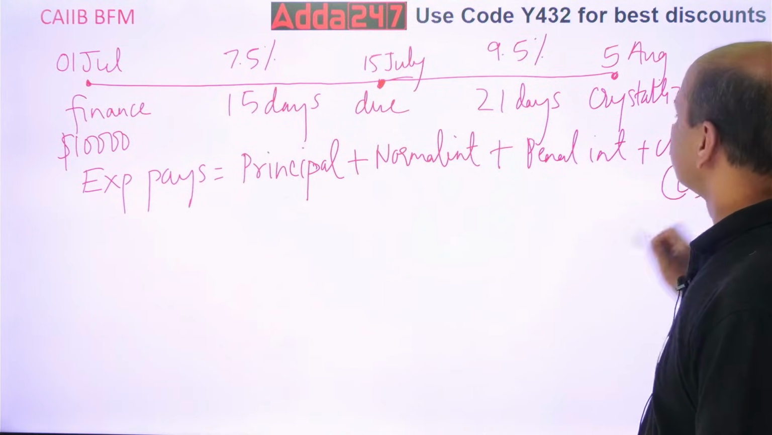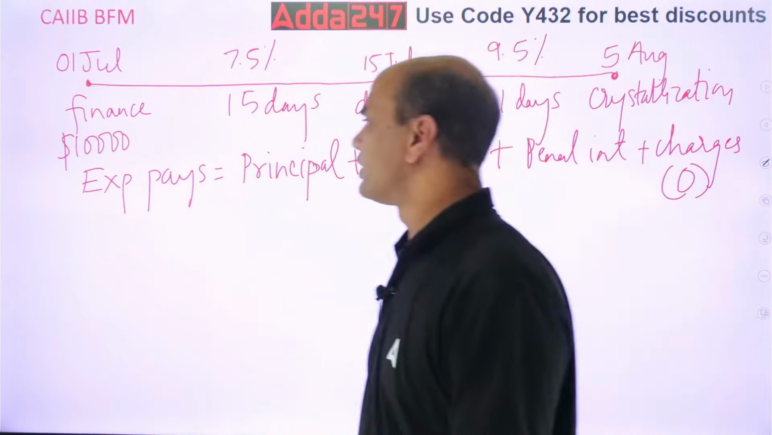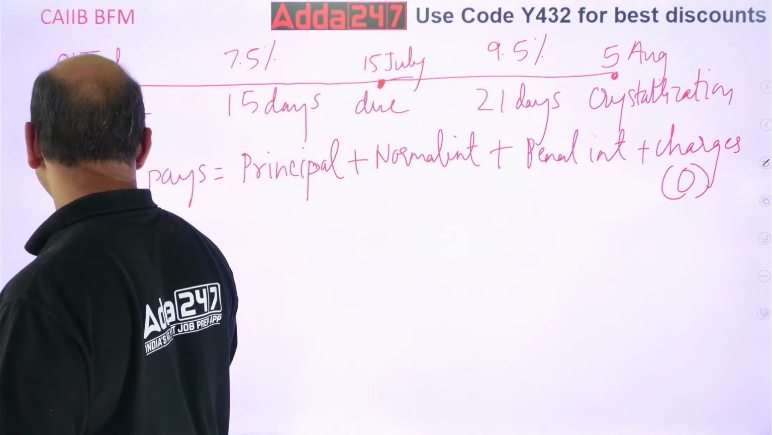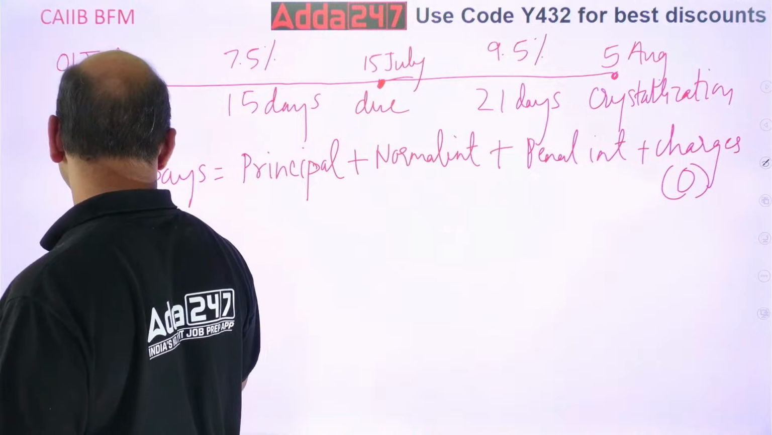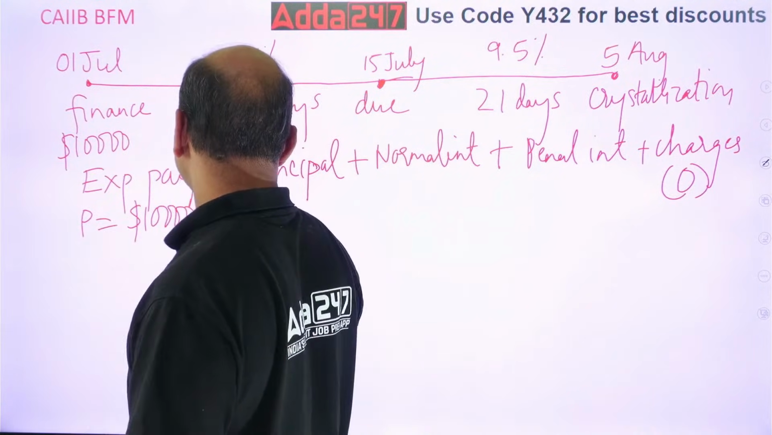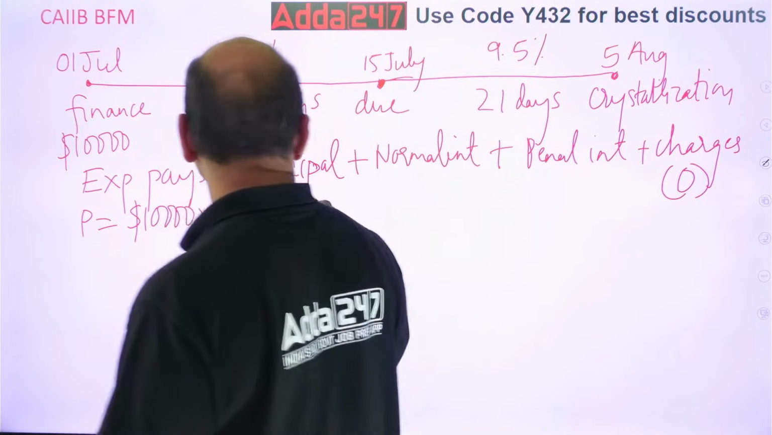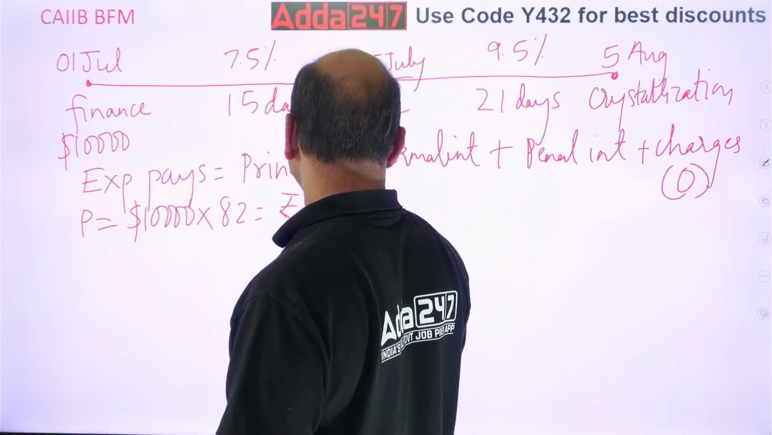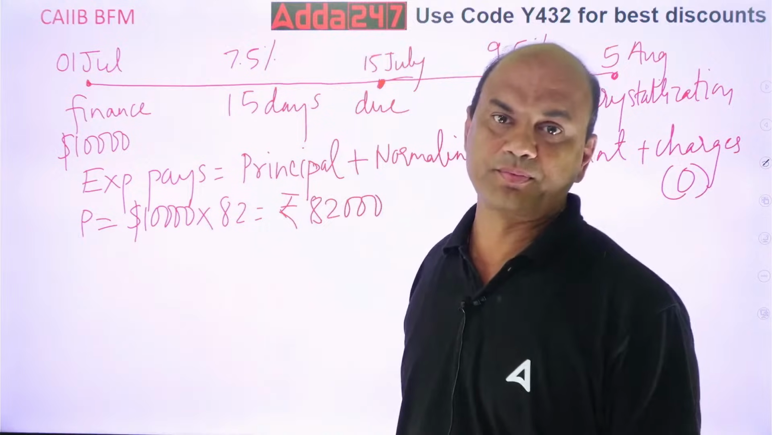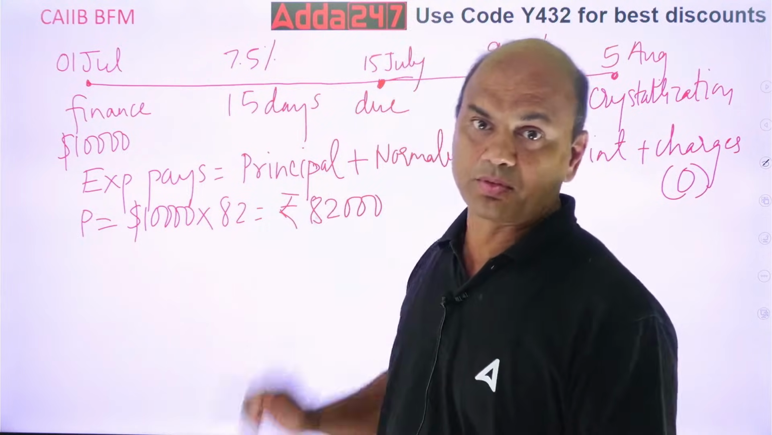Now calculate these three. Principal: what is the principal amount? P equals $10,000 into the rate we have fixed just now, 82. So 82,000 rupees. The customer will be paying me 82,000 as the principal amount.